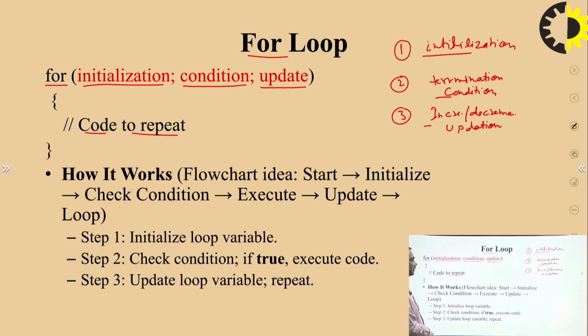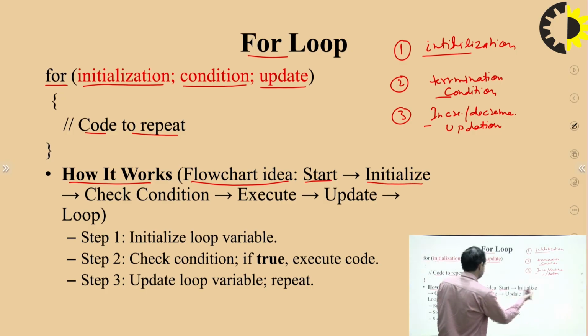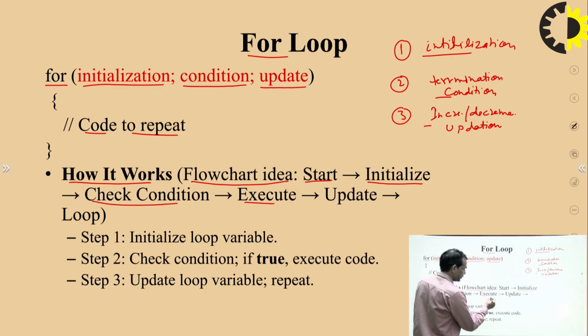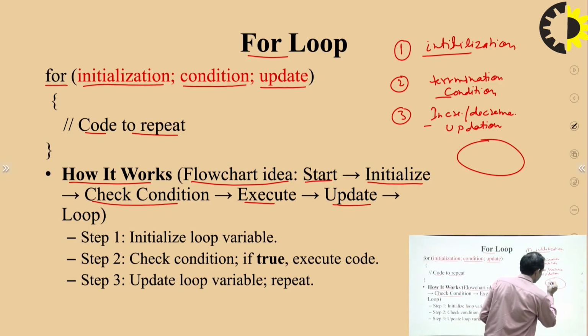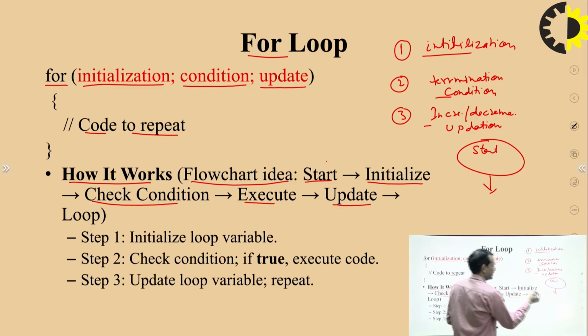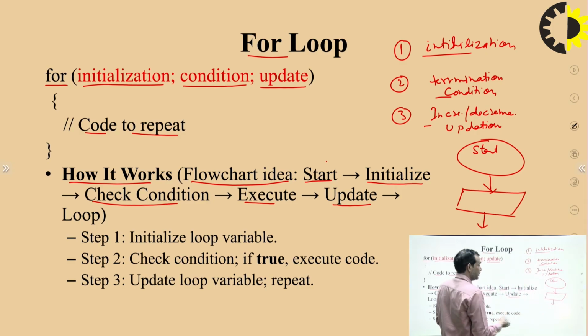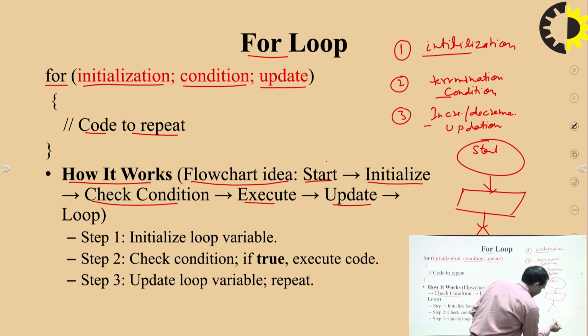So how does it work? The basic flow chart is as follows. Firstly we start, then we initialize, then we check the condition. If the condition is true, it will execute and update the value. Firstly we draw the flow chart: start, then initialize, then check the condition, which may be true or false.